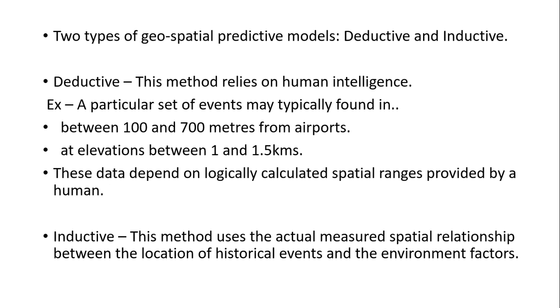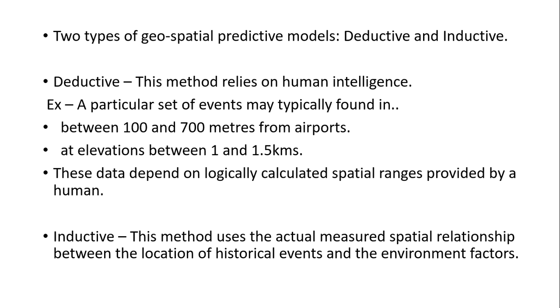There are two types of geospatial predictive models. One is deductive and the other one is inductive. The deductive method relies on qualitative data or a subject matter expert, a human. They describe the relationship between the occurrence of events and the environment factors. For example, one might say in a particular location, a particular set of events may typically be found between 100 and 700 meters from airports or at elevations between 1 and 1.5 kilometers. All this data depends on logically calculated distances provided by a human. So we can say the efficiency is less.